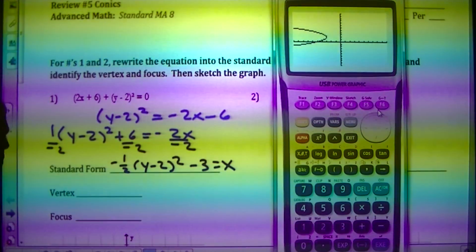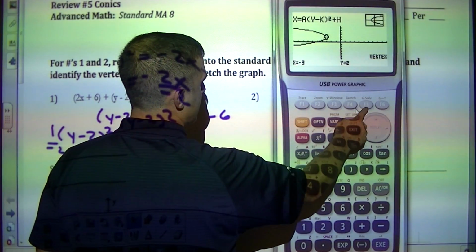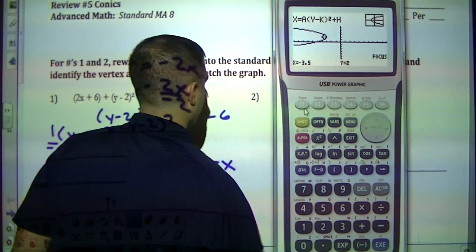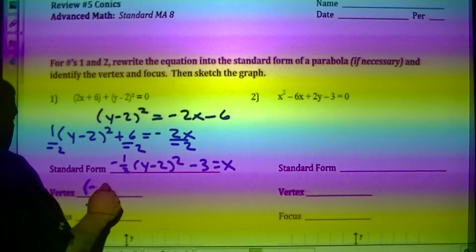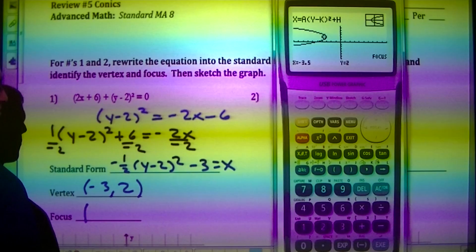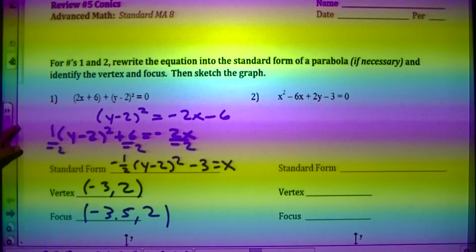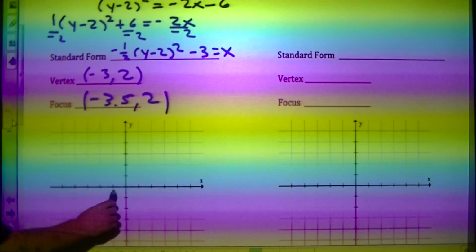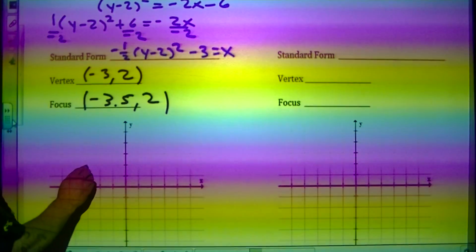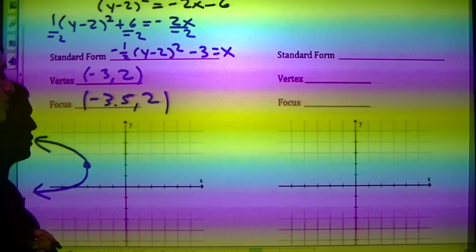That's what it looks like. With G-solve, I can get the vertex, which is (-3, 2). G-solve focus: I got (-3, 2) for the vertex, and then (-3.5, 2) for the focus. Now to make the graph, it's pretty simple: negative 3 over, 2 up. I'm just going like this, just match the shape.